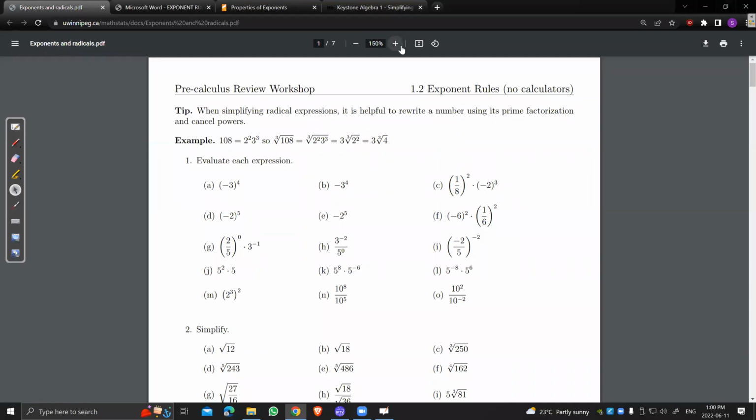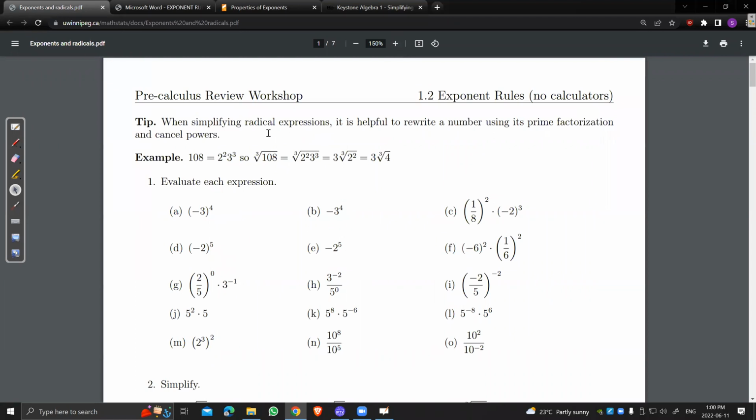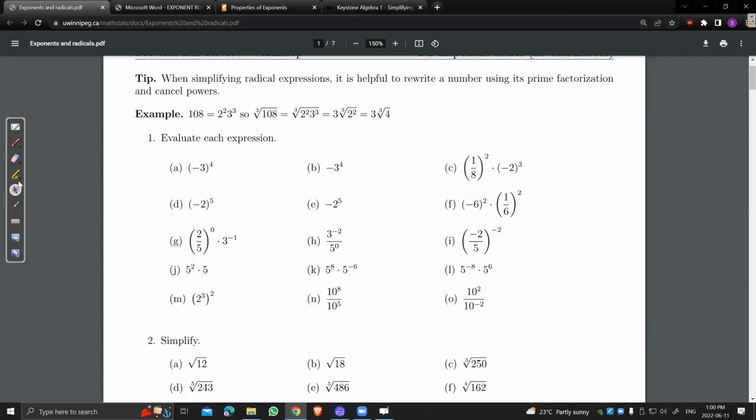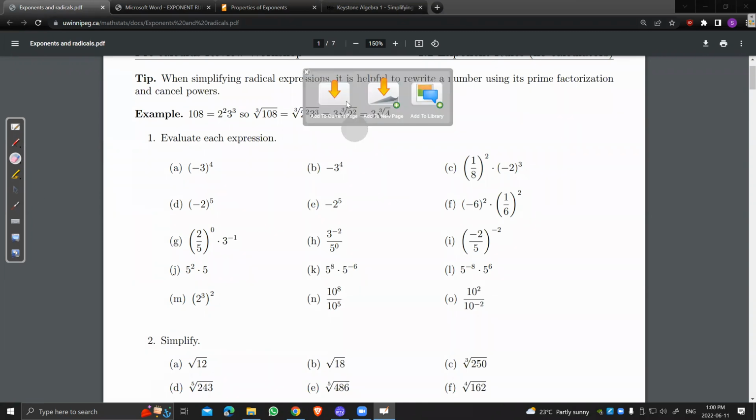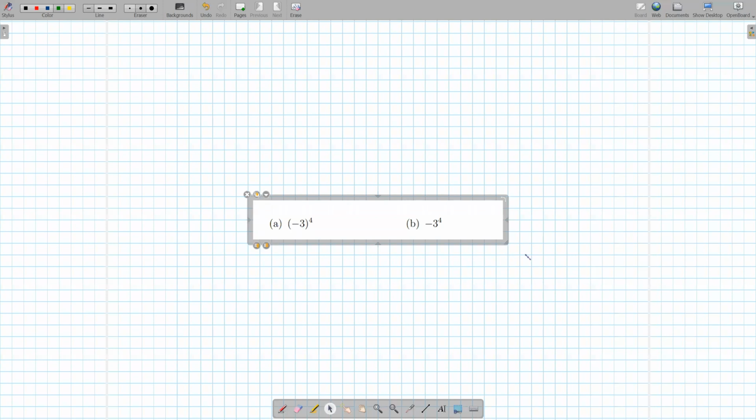All right, we're gonna start off with simple ones, and then we are going to build up, okay? It says no calculators here, but don't worry about this just yet. So let's do one by one. -3 to the power of 4. What's the idea behind this one? What do you think? Is the answer gonna be a positive or a negative for A?